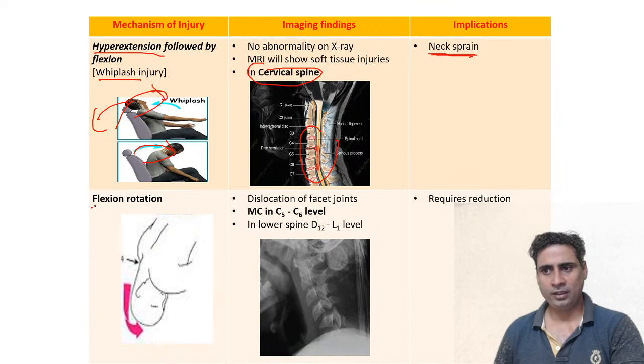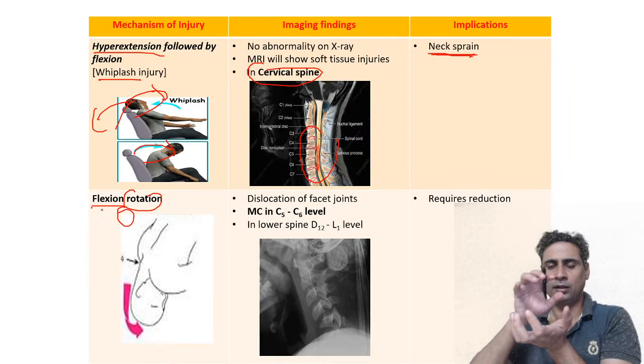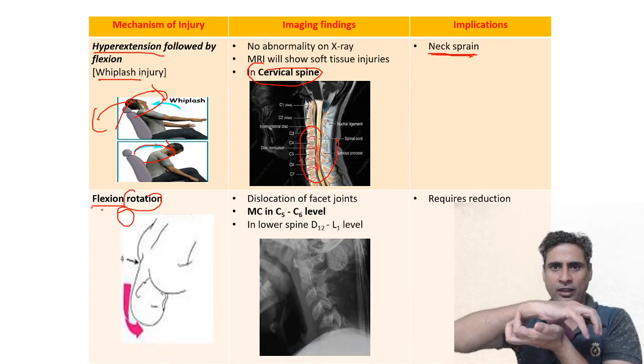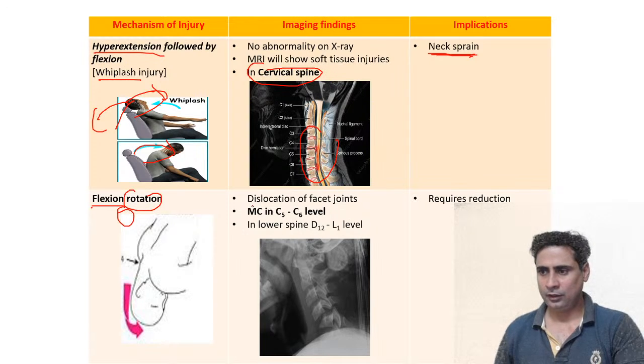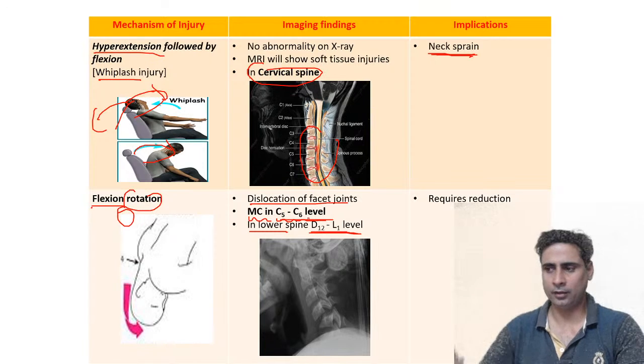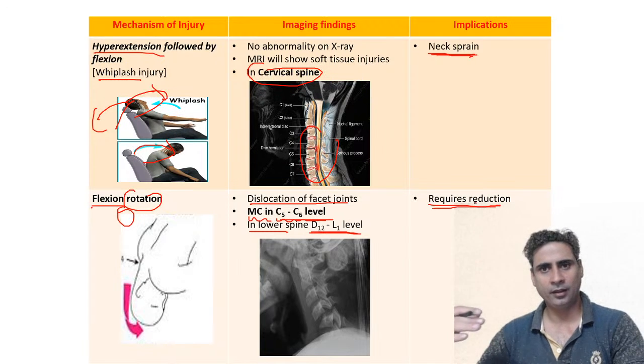The next type of injury is flexion rotation injury, and whenever there is rotation, what will happen? The facet joints will get dislocated. Rotational injury, so there is dislocation of the facet joint, and the most common area is the C5 C6 level, and in the dorso-lumbar region it will be the D12 to L1 level. And any dislocation in the body, whether in the spine or joints, requires urgent reduction. If closed reduction is possible, closed reduction. If it is not coming by closed methods, open reduction.